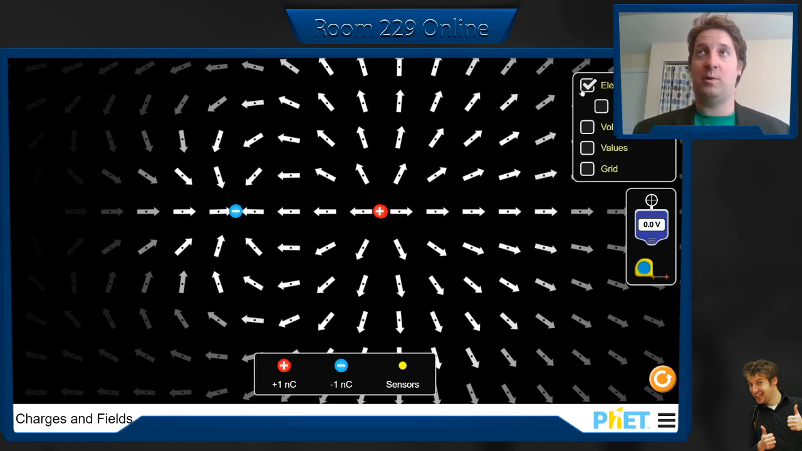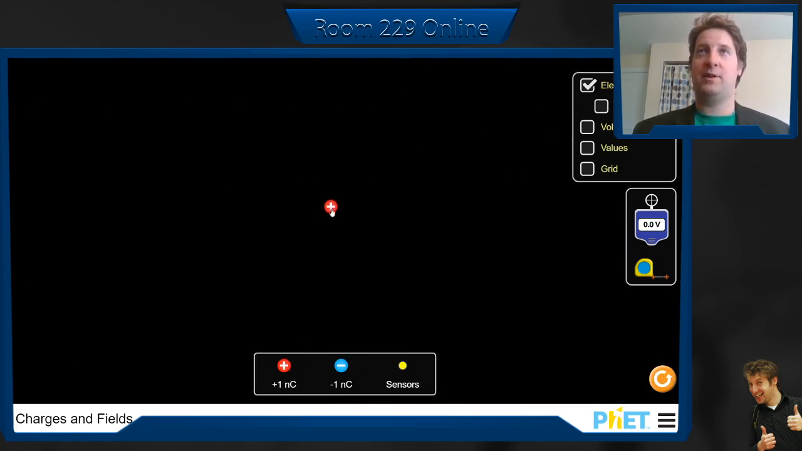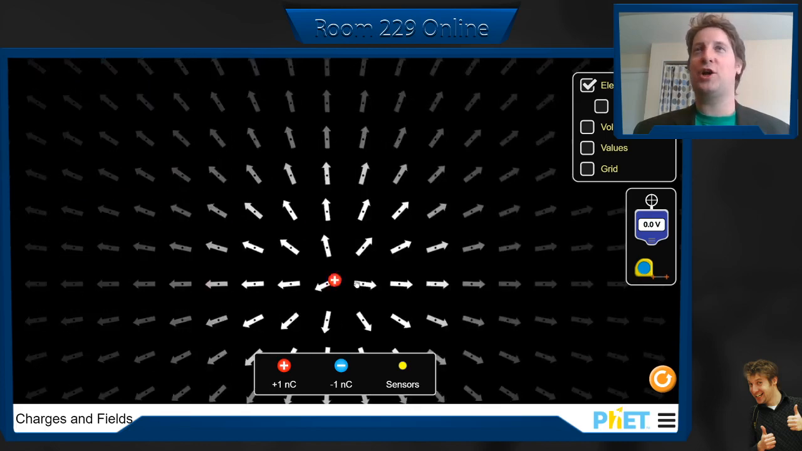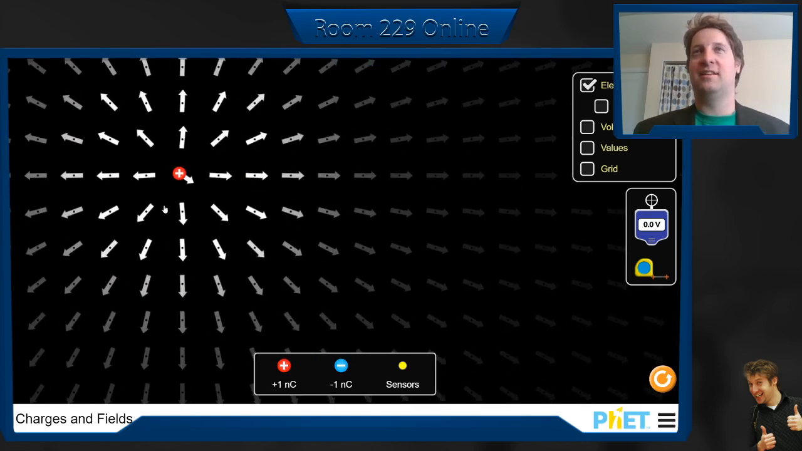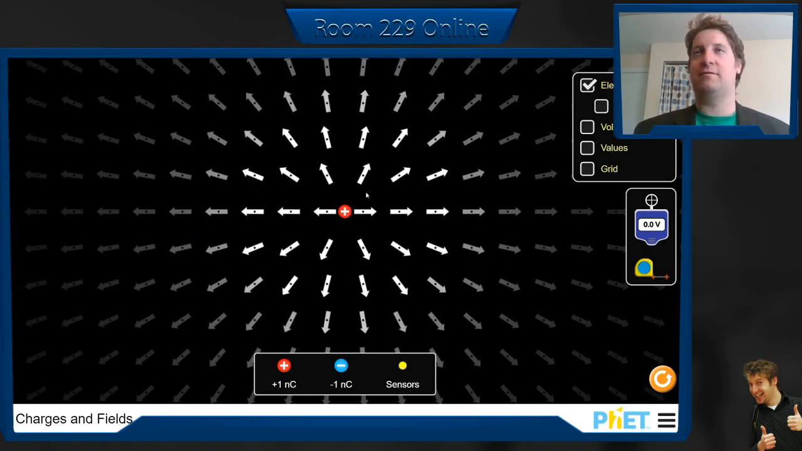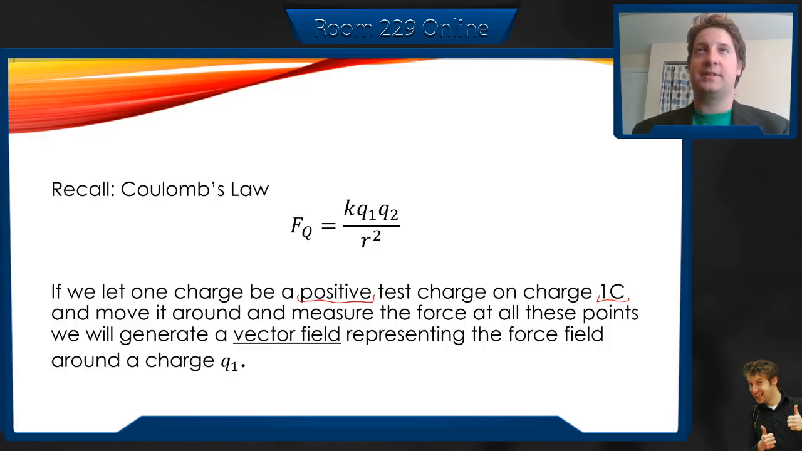So we can have only one charge. If I reset here, if I have only one charge, I can generate an electric field, which is the sort of influence in this 2-dimensional space caused by that one charge. It's difficult to visualize, and it's a conceptually difficult idea, but give yourself some time to think about that and play and see how this one charge's effect on this 2-dimensional space changes. This is making what we call a vector field. Let's go back to our slideshow.